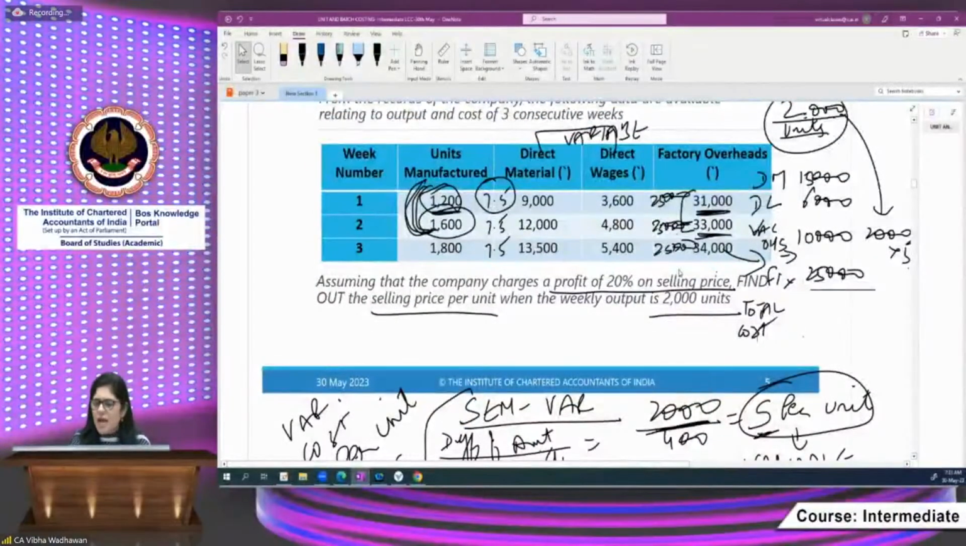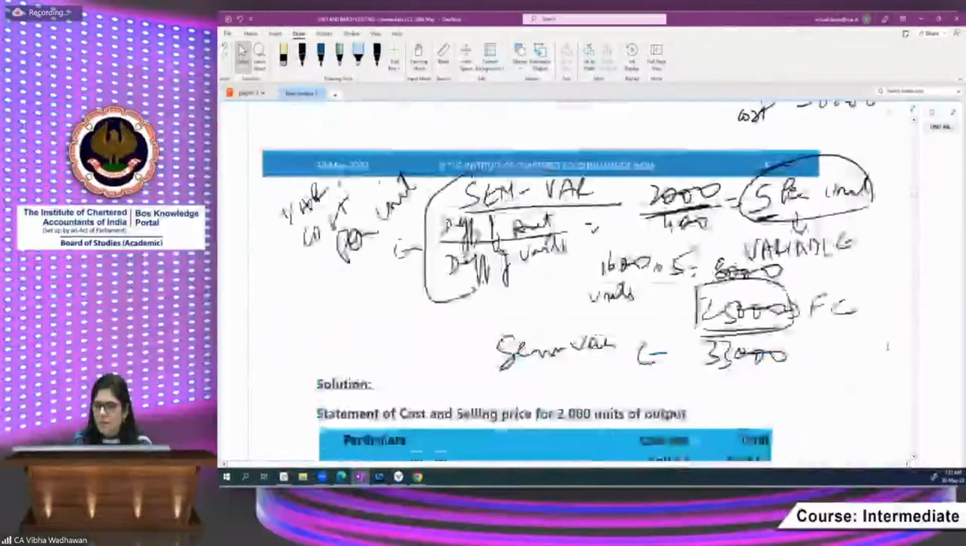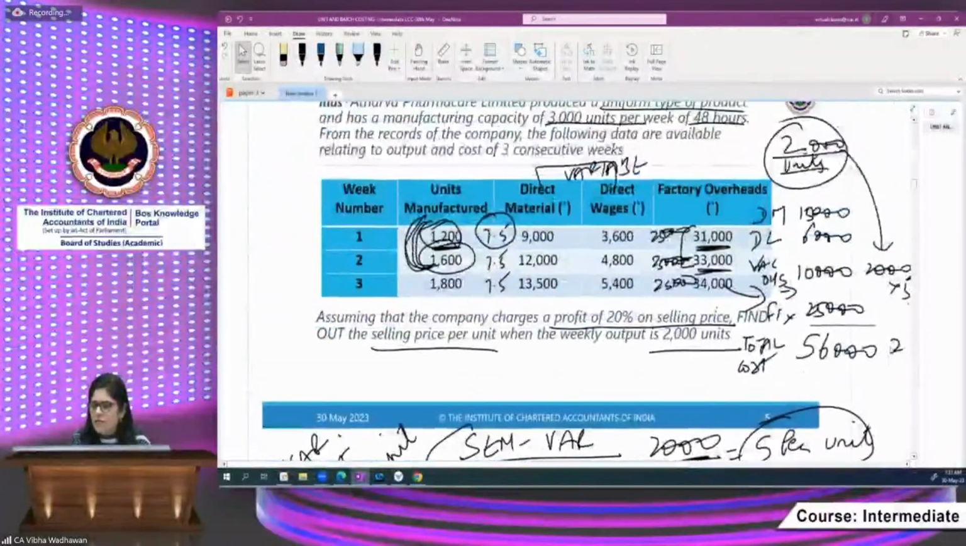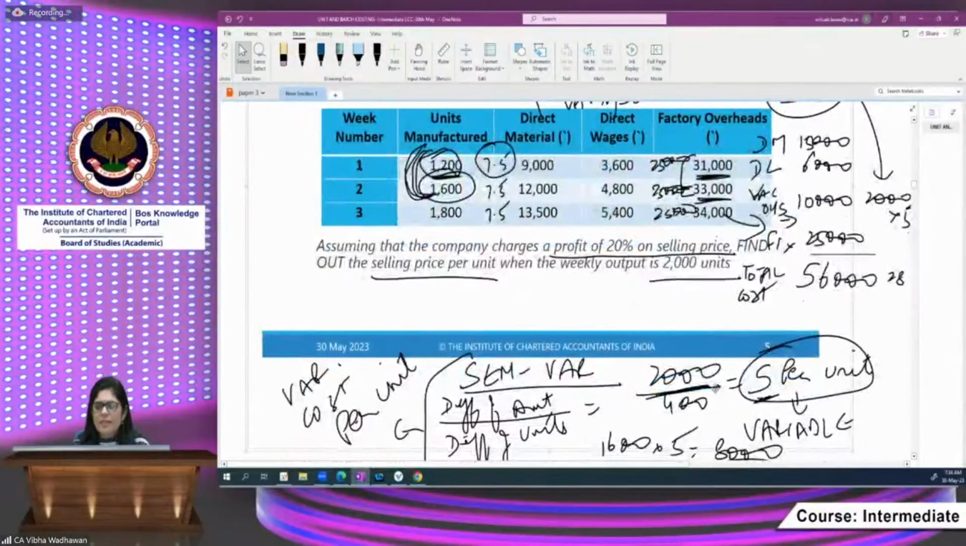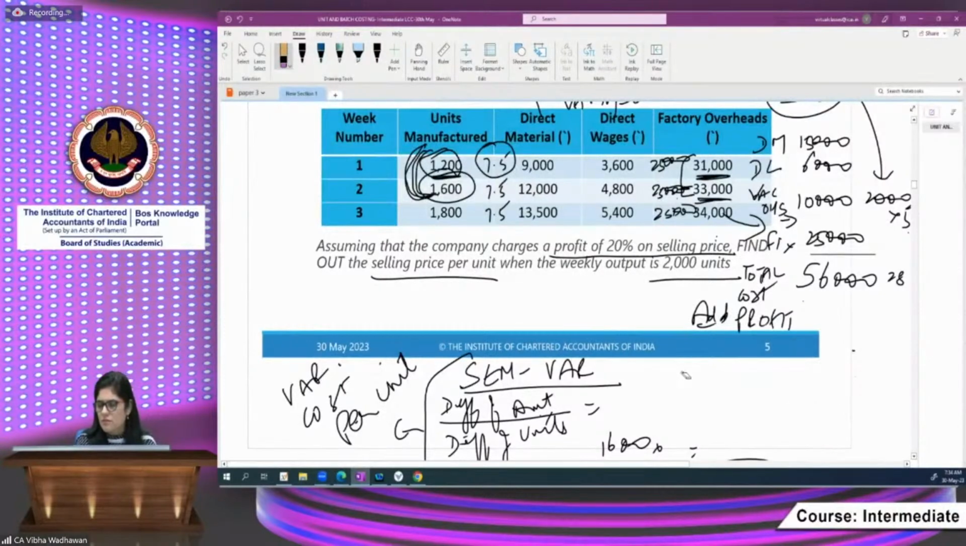Okay, 56,000 is the total cost. I'm getting this answer. And 28 is per unit. Okay, so 56,000 and 28. It is the total cost. Keep on calculating the per unit also. Okay, so now profit is 20% on the selling price. Add profit. I'm erasing this off. The last part I'm just erasing to give you space so that I can write.